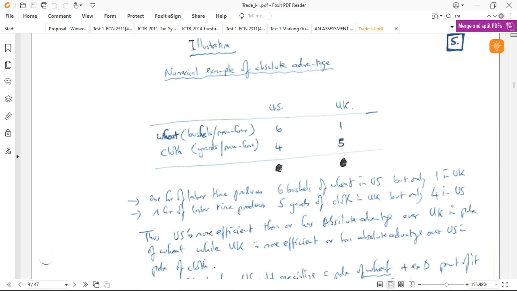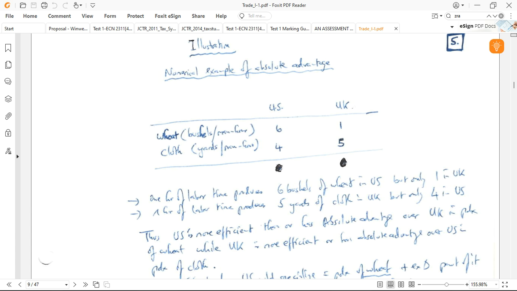Okay, let's look at this example that tries to illustrate absolute advantage. I've got two countries, the US and the UK. The US can produce 6 bushels of wheat per hour, and the UK can produce 1. With cloth, yards per man hour, the US can produce 4 yards per hour, and the UK can produce 5.